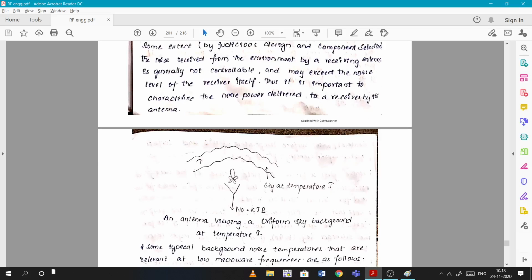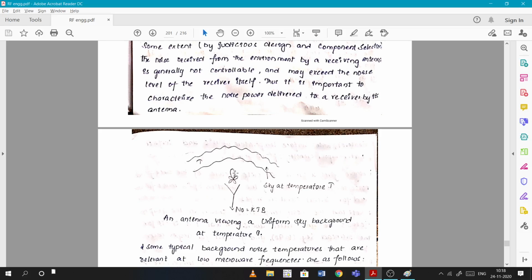So let us take an antenna. Some radiation is sent, and the radiation pattern looks like this: there will be a main lobe and a few minor lobes on the sides. This radiation is going into the atmosphere. While it is going into the atmosphere, the atmosphere will have a temperature T. Let us take that as the sky, because the sky has a temperature T.